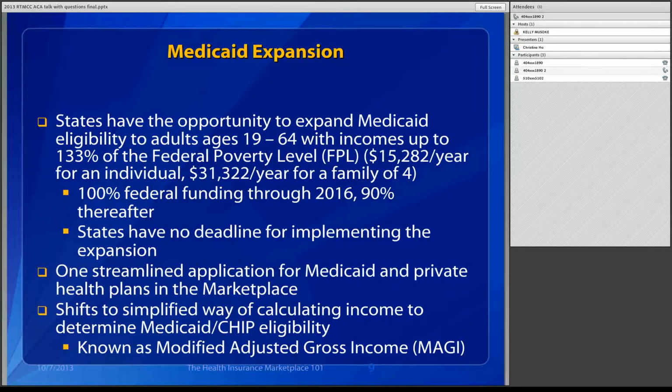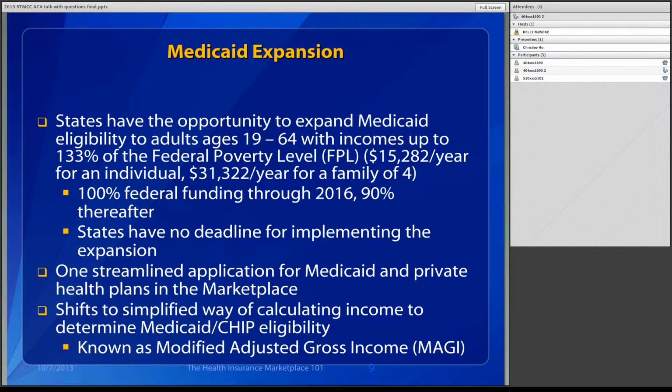So the states have the opportunity to expand Medicaid eligibility to adults aged 19 through 64 with incomes up to 133, it's actually 138% of the federal poverty level. In states that opt to do that, federal funding is provided 100% for the Medicaid expansion through 2016, and then 90% thereafter. The states have no deadline for implementing the expansion.